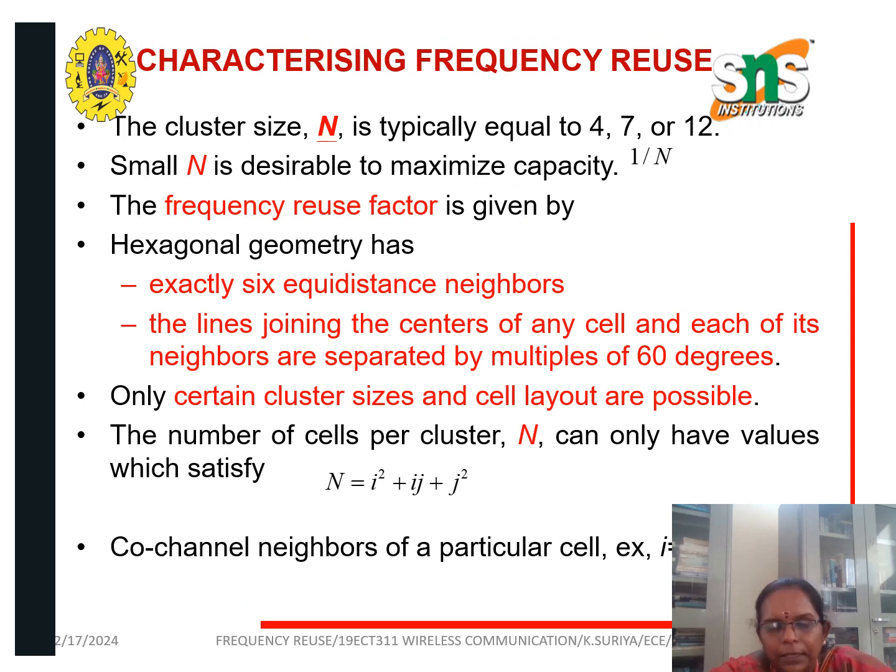So the cluster size N can be chosen using the formula N = i² + ij + j². When you substitute the i and j values here, you will get the cluster size, where N is the symbol for maximum capacity. The frequency reuse factor is given by 1/N. Hexagonal geometry has exactly 6 equidistant neighbors. The lines joining the centers of any cell and each of its neighbors are separated by multiples of 60 degrees.